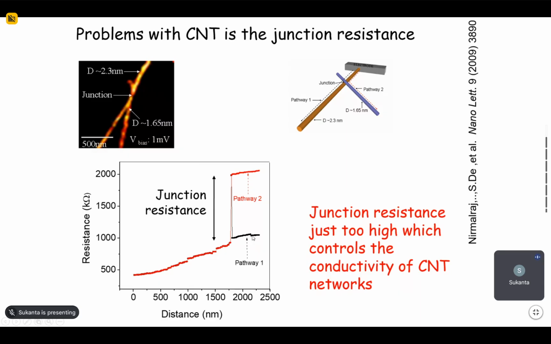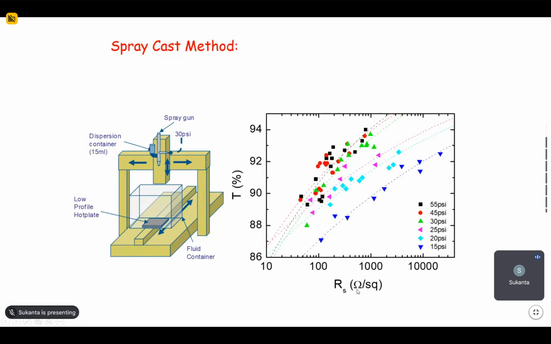So to overcome this, we have tried another method to prepare the thin film using the spray method, and different carbon nanotube films, silver nanowire films. Here is the RS versus T for the spray method. Here is a schematic diagram of the spraying system. We can change the pressure, the speed of movement. Here is the substrate, here is the spray gun, and we can change several parameters like heating and all those things. We have prepared the film.